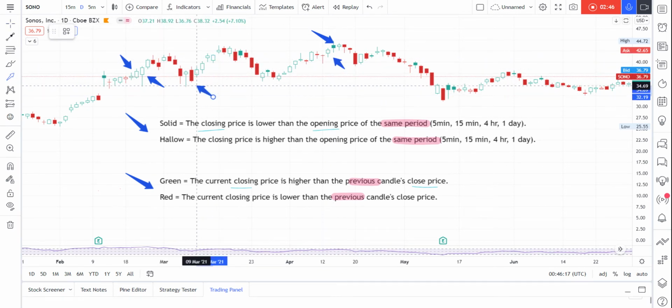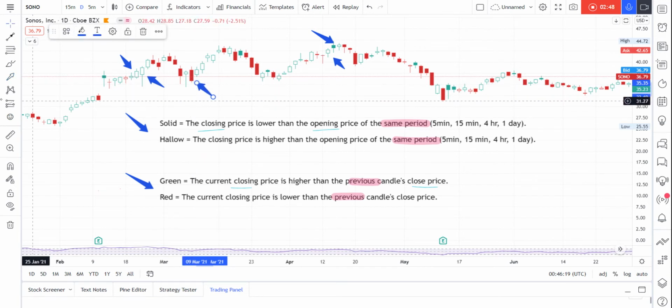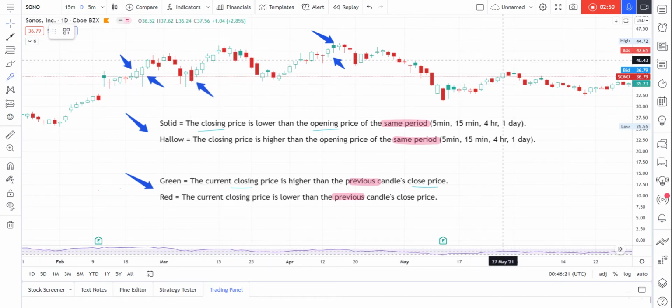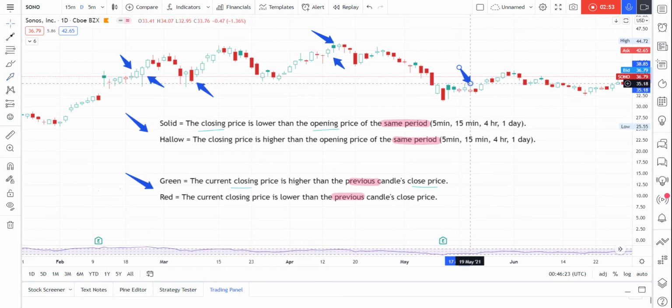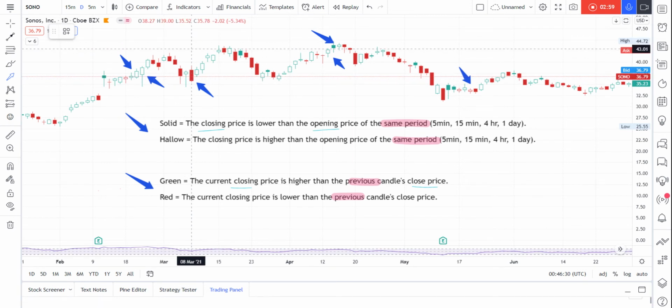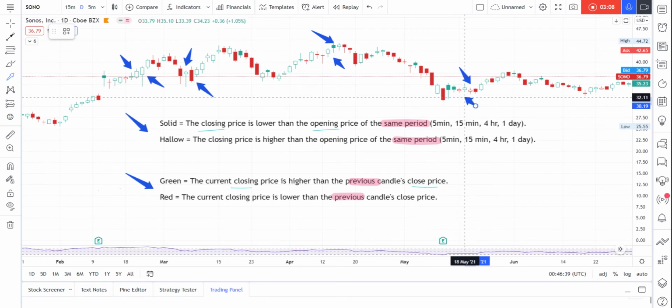And what about red? Color red. So this is red. It means the closing price of today is lower than the closing price of yesterday. And here the same. The closing price of today is lower than the closing price of yesterday, no matter if it is hollow or solid.